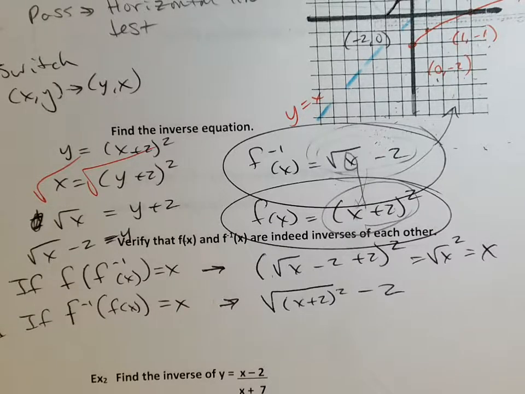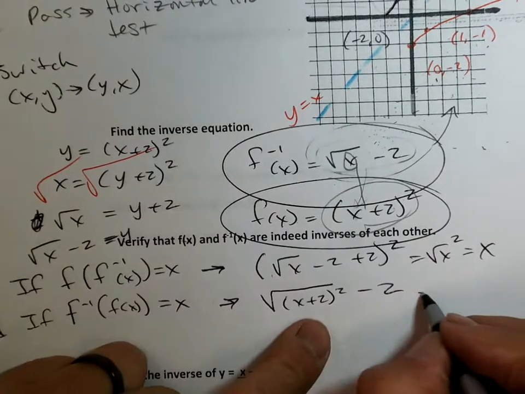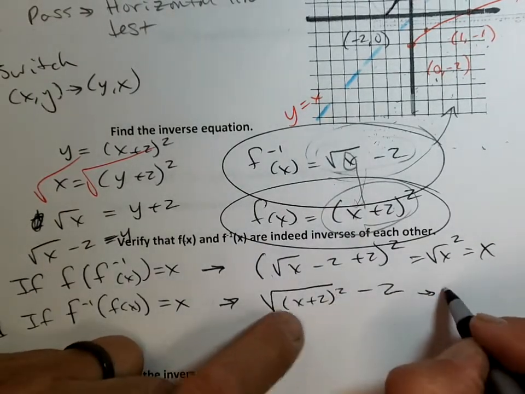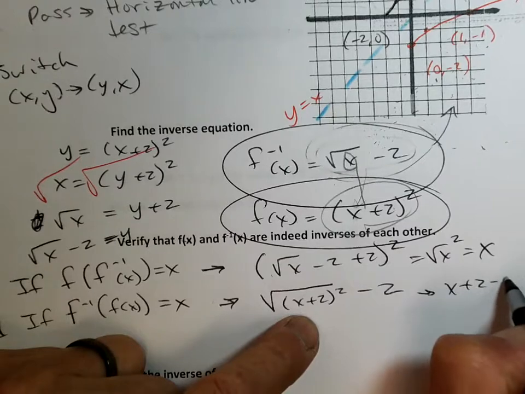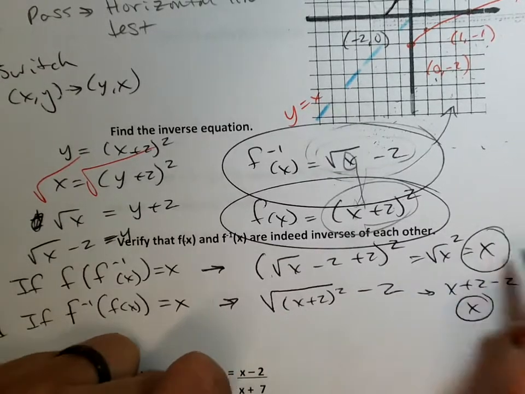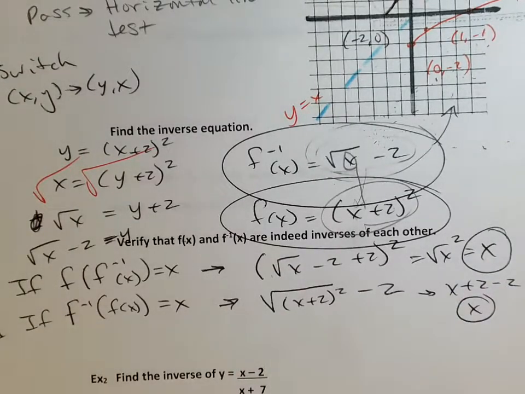I took this equation, the whole thing, and put it in there. Okay? Well, what do you see? The square root and square cancels, right? You guys see that? So the square root and square cancels. So I'm left with x plus 2 minus 2, which is x. Okay? You've proven it. This is pre-calc.